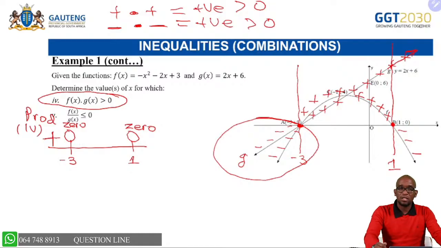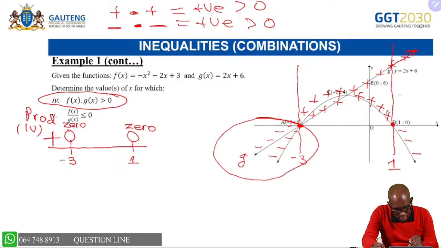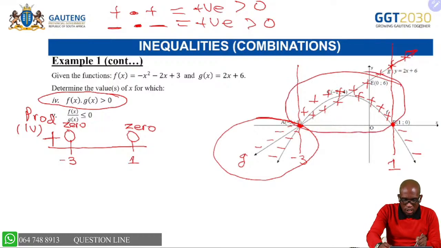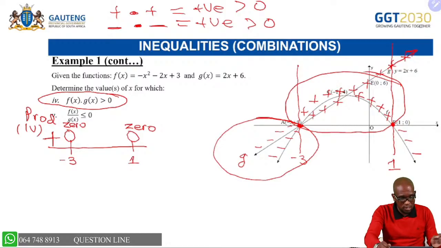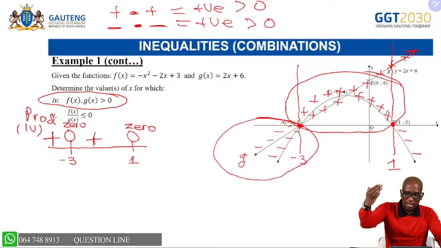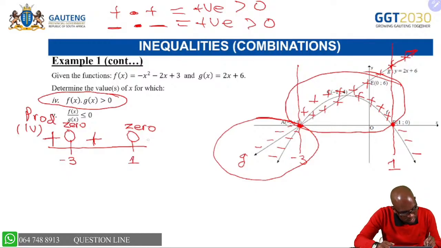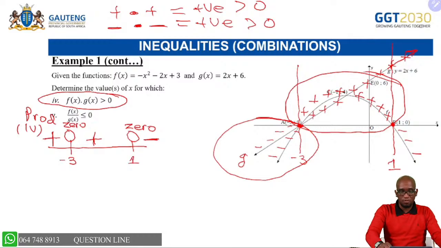And then let's look at the values in between minus 3 and 1. We are interested in this region between minus 3 and 1. If you check, the signs of both graphs are positive, so positive multiplied by positive gives a positive. Then we move on to values that are greater than 1. You can see that the straight line is positive, but the parabola is negative. So positive multiplied by negative, in this case, gives us a negative.